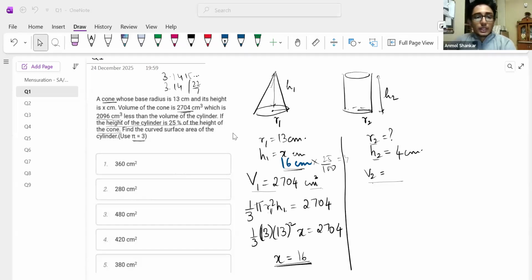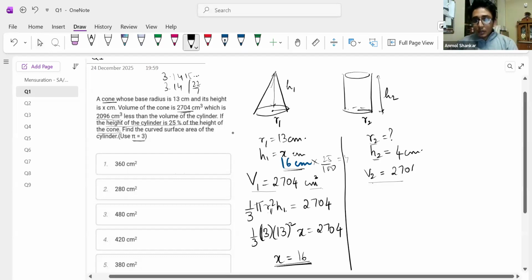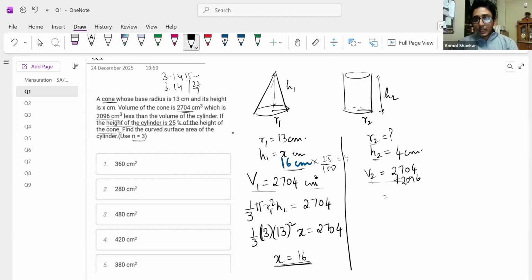4800, correct. So we have to add up both. The cone's volume is 2704, which is so much less than the volume of the cylinder, so the cylinder has that much more. So 2704 plus 2096, we will get 4800 centimeter cube.